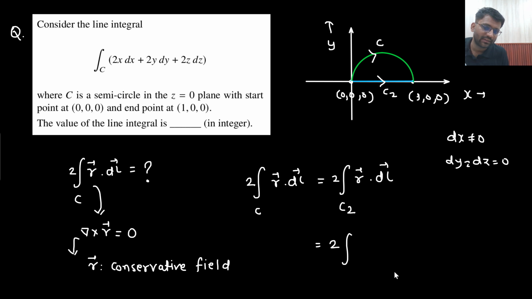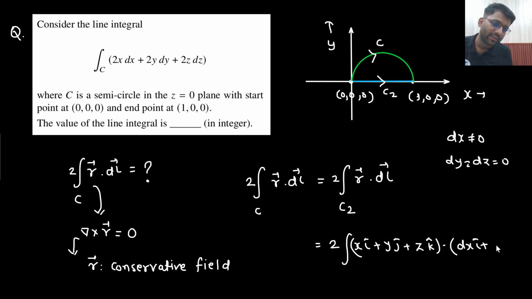So what could this be treated as? 2 times x i cap plus y j cap plus z k cap, dot dx i cap plus dy j cap plus dz k cap. The dy j cap plus dz k cap terms, whatever they are, will be 0 only. So what is the eventual answer you are getting? 2x dot dx with x going from 0 to 1. The answer is not coming out to be 0. The answer is actually coming out to be 1. But sir, is the answer plus 1 or minus 1?